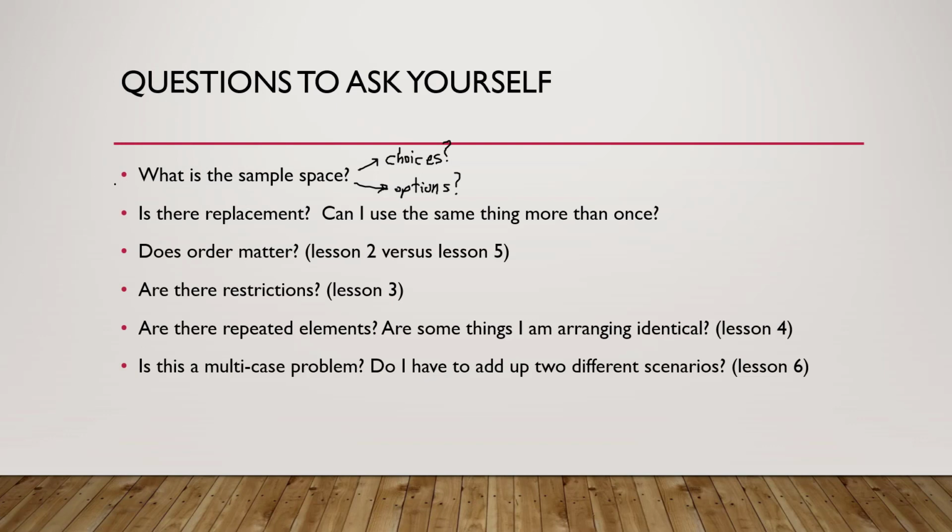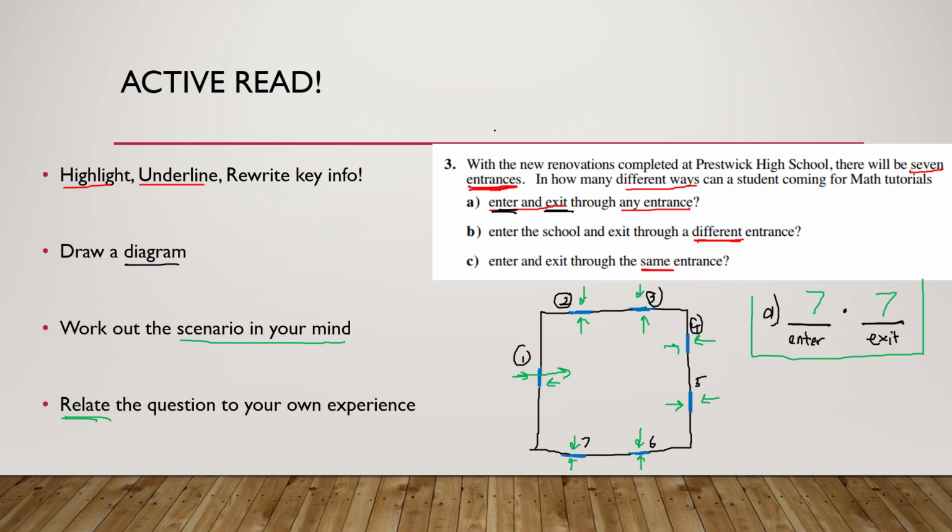Once you have that done, that brings us to the next question. Is there replacement? Or another way we can ask that question, can I use the same thing more than once? This previous question is an excellent example of this by comparing A and B. For A, I could enter through any entrance and then exit through any entrance. I could use the same one. I could enter through the same one I left with. This door doesn't become out of bounds once I enter the school. I could exit out of the same one. I can use that door more than once.